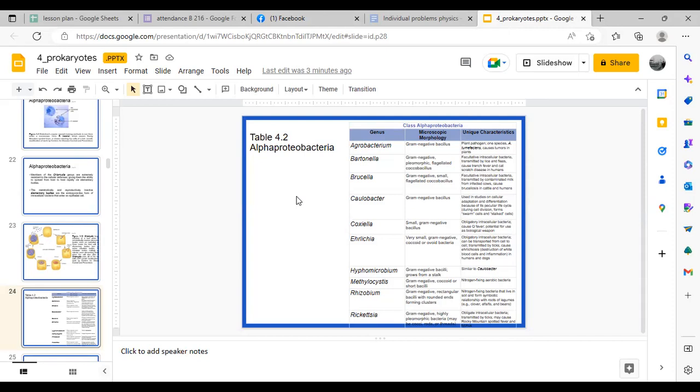Brucella is gram negative. It is a small flagellated coccobacillus. So it is a facultative intracellular bacteria transmitted by contaminated milk from infected cows. Okay? So this can cause brucellosis in cats, cattle, and humans as well.